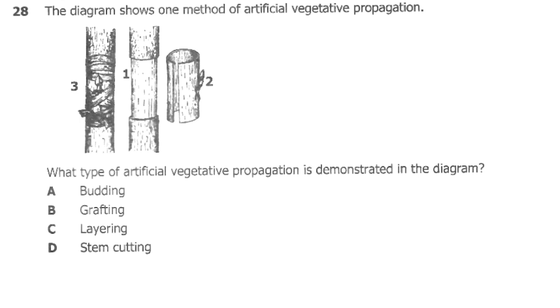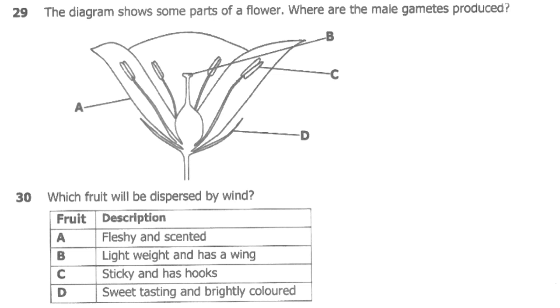Question number 29. The diagram shows some parts of a flower. Where are the male gametes produced? So where are the male gametes produced? The male gametes are produced at C, at the anthers.